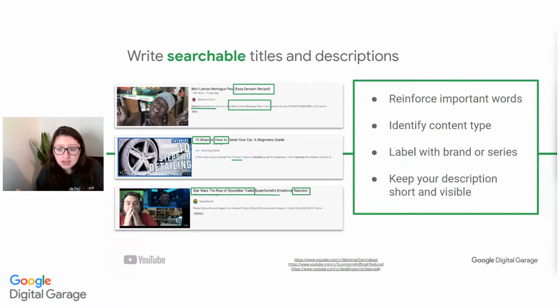Identify the content type in your title. Is this video going to be a how-to? So you can see in Detailing World, 10 steps or how to detail your car. So 10 steps, how to, easy recipe. State exactly what this video is going to be about and the type of content. And finally, have you got something that you're labeling that links into a brand that's super popular within your niche?